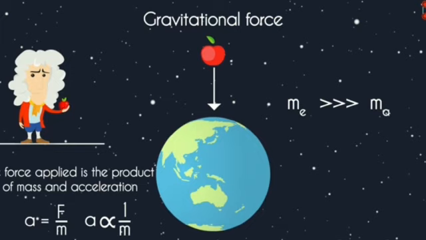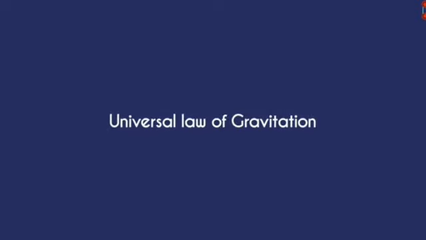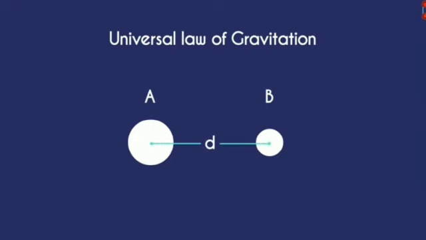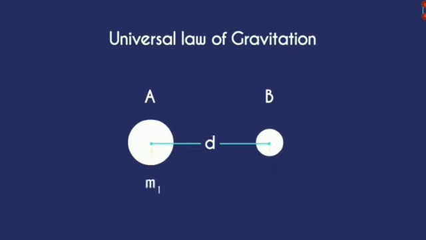Now, how can we measure this force? To understand this, we need to know what the universal law of gravitation is. What is the universal law of gravitation? Consider two objects A and B separated by a distance d. The distance between the centers is considered to be the distance between the objects. If the mass of object A is m1 and the mass of object B is m2, as object A is bigger, we can take m1 is greater than m2.